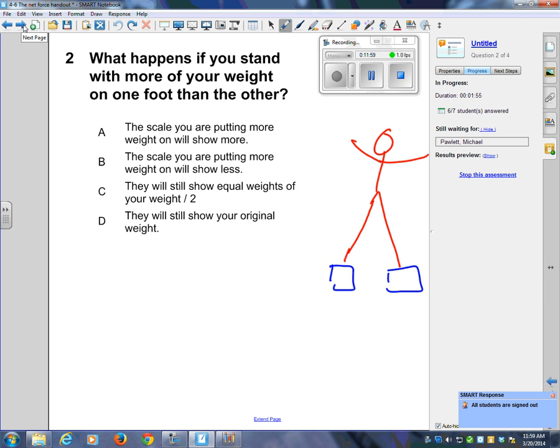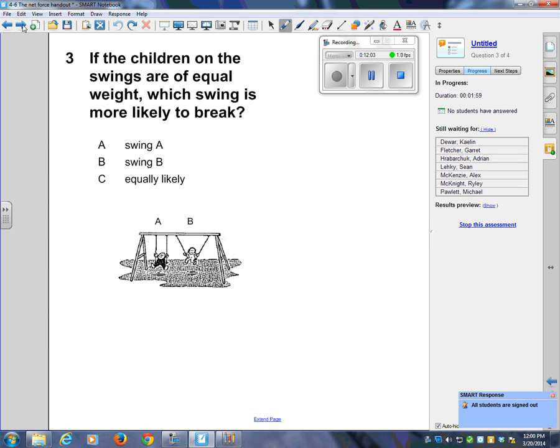Hey, hurry up. How do you guys know it's me? Because it says up on the screen who we're waiting on. If the children on the swings are of equal weight, which swing is more likely to break, A or B? Each kid weighs the same. You are team number 5 to arrive.